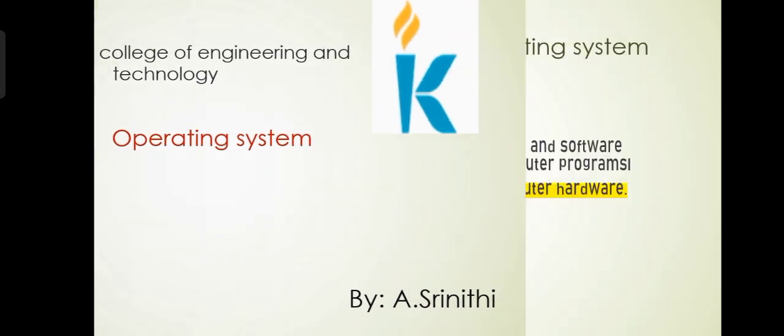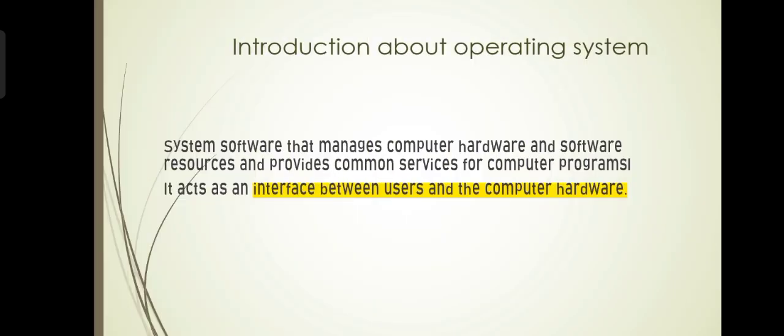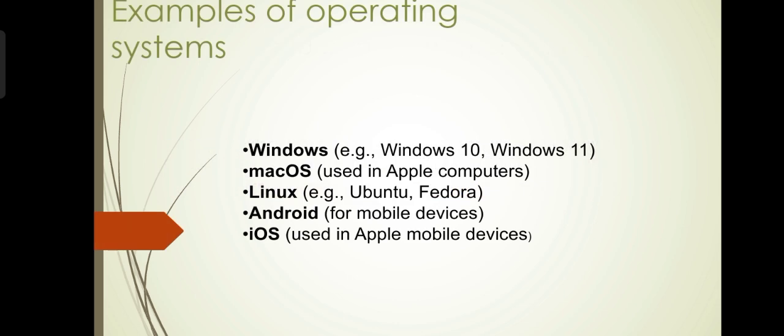First we'll know what is OS. Introduction about operating system. It is a system software which provides and manages hardware as well as the software resources. It provides common services for computer programs also. It acts as an interface between the user and the computer hardware. Next is examples of operating system. They are Windows, Mac OS, Linux, Android, iOS.